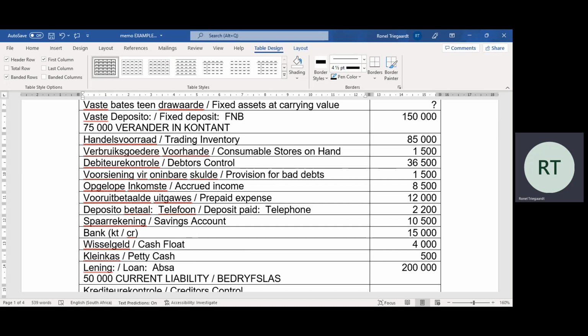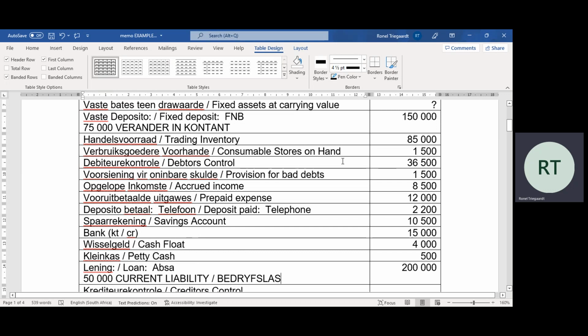Remember inventory is a current asset. Inventory is not money, but you hope that you will change that inventory into money. You will sell your inventory. Because if you don't sell your inventory in this next year, your business is going down the drain. Onthou, want as jy nie voorraad verkoop nie, maak jy nie geld nie. Is julle by daarmee? Are you fine with that?